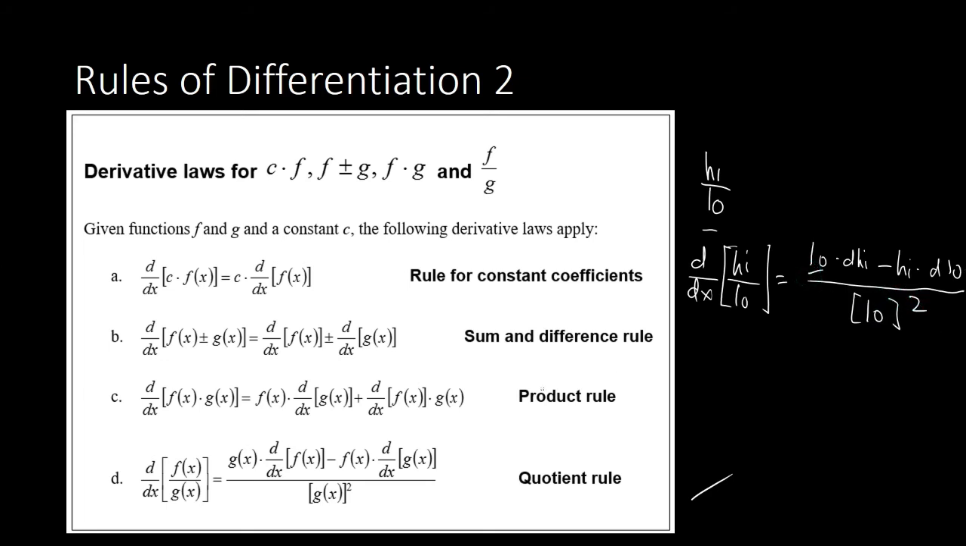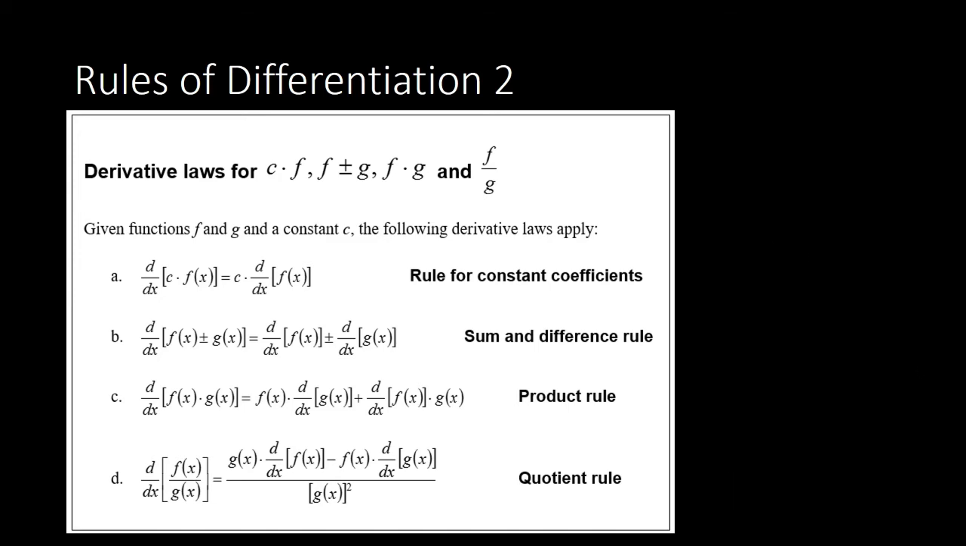Low stands for the function in your denominator, times d high, the derivative of the function in the numerator, minus high, the numerator, times d low, the derivative of your low, and then over the square of low, the square of the function in your denominator. So low d high minus high d low.